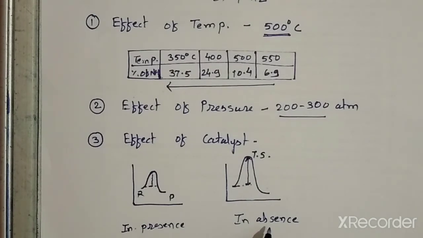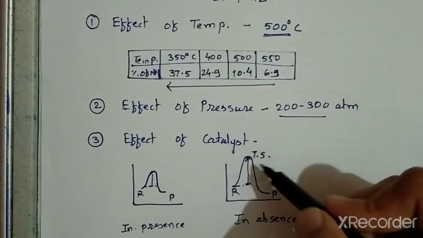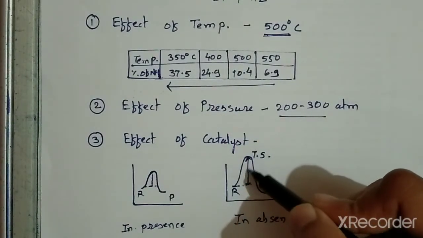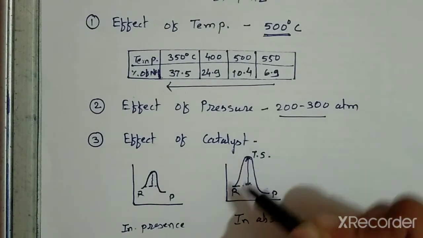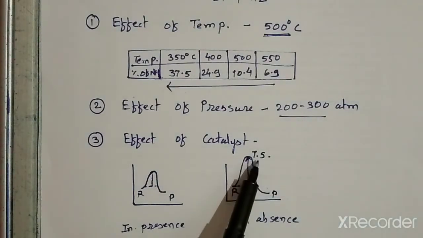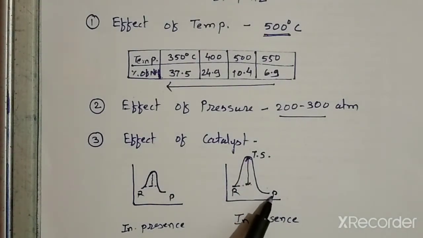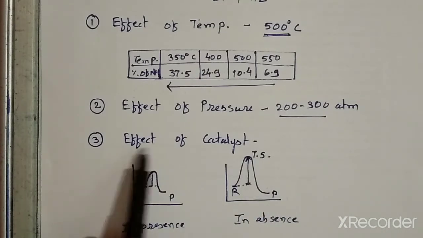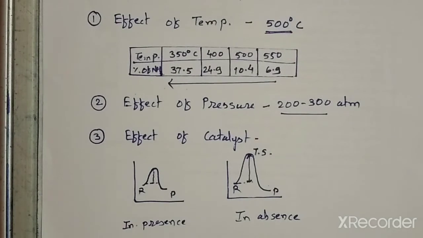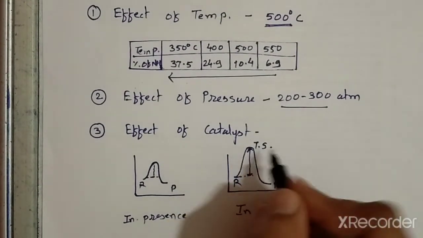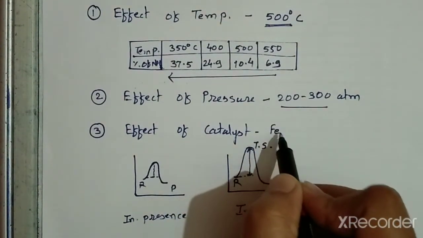But in the absence of catalyst, what happens? When the reactant is converted into product, it requires higher activation energy. This activation energy is high to reach the transition state, and hence product formation takes place at a somewhat later time, and that is the effect of catalyst. And which catalyst is needed for this conversion? That is iron powder.